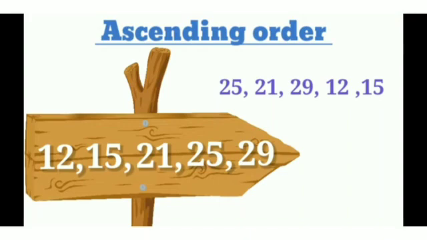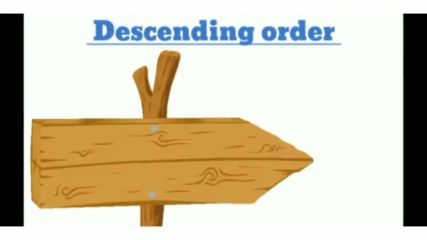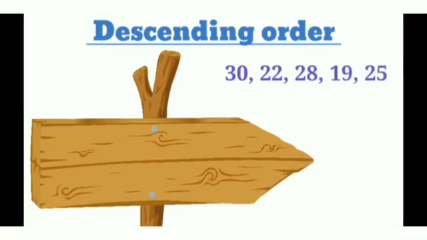Now let's arrange the numbers in descending order. The numbers are 30, 22, 28, 19 and 25. Number 19 is the smallest number and which is the greatest number? Yes, 30. 30 is the greatest number.